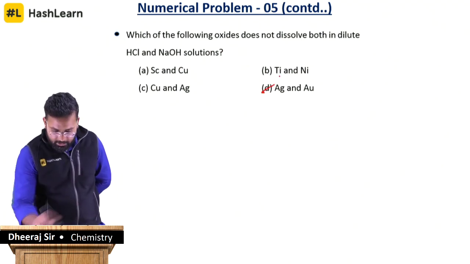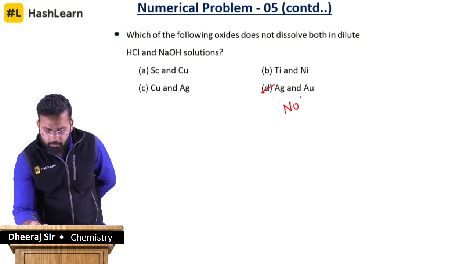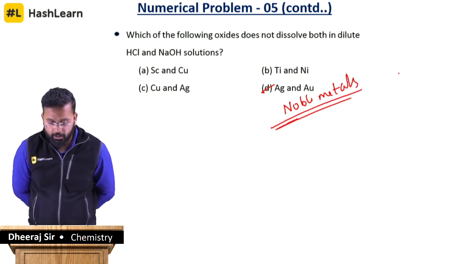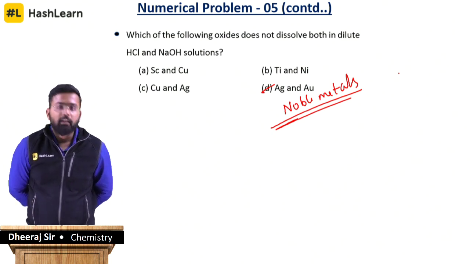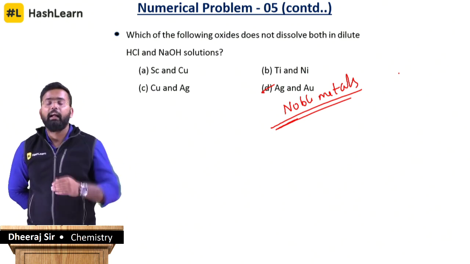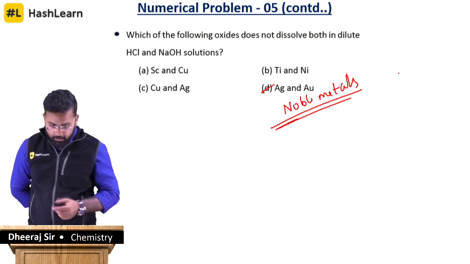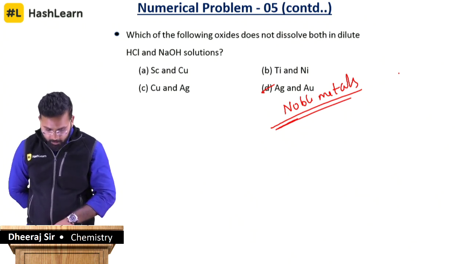No, guys, it is silver and gold, because those are noble metals, and noble metals are the least reactive when it comes to reactivity. So it has to be gold and silver. In case gold is not there, then the right answer would probably have been copper and silver, because it is very low in the reactivity series, but below that is gold. So it is option 5D, wherein gold and silver are noble metals and hence their oxides will not dissolve in dilute acidic and basic solutions.